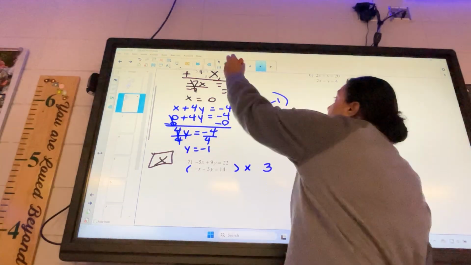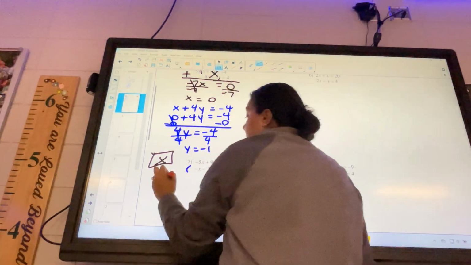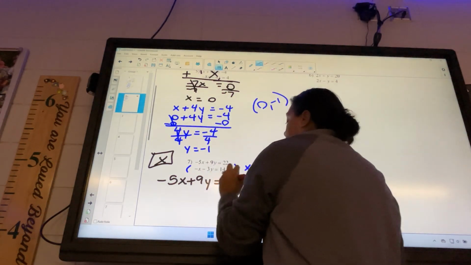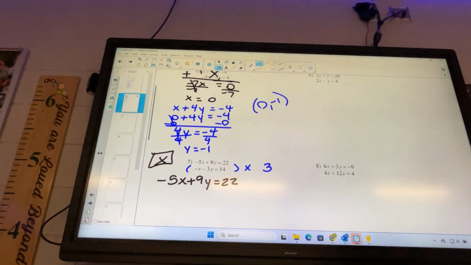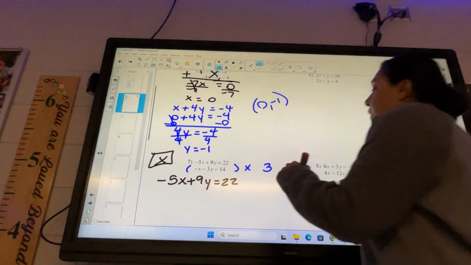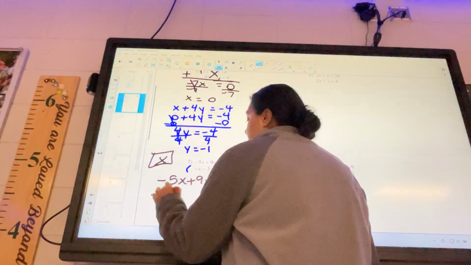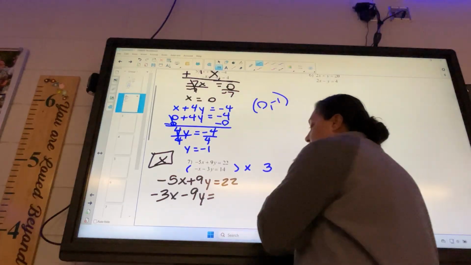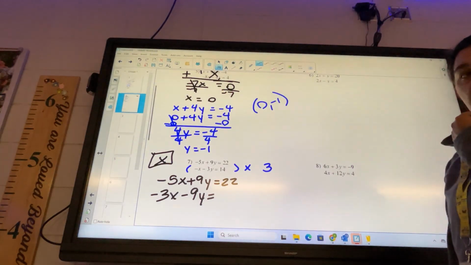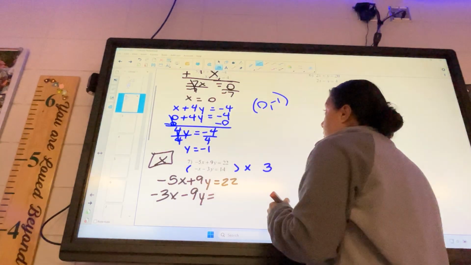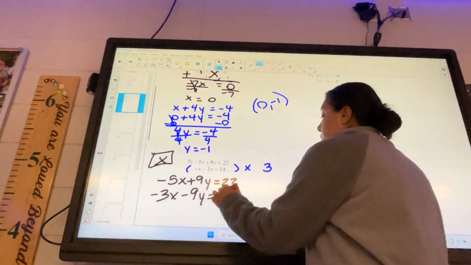Okay, so the top equation, nothing's changing, so we're going to write that down. -5x plus 9y equals 22. Okay, the bottom equation, we're multiplying everything times 3. So it's going to be -3x minus 9y equals, what is 14 times 3? I don't know. 24, 30, 42.